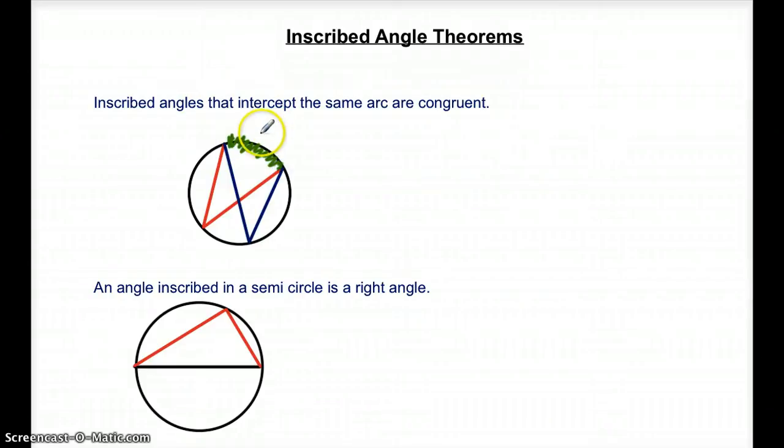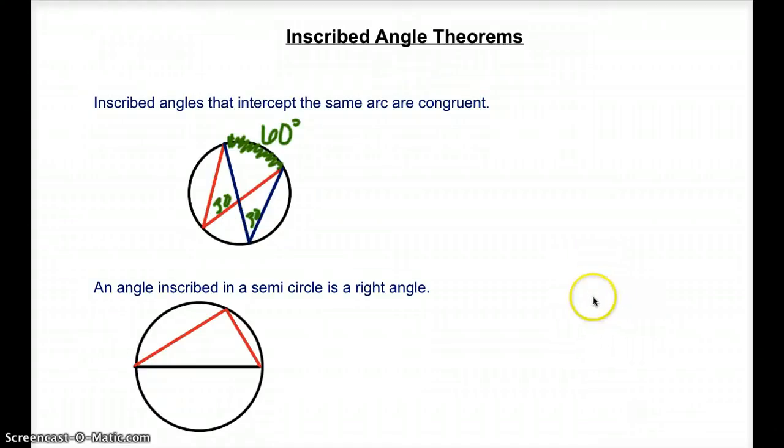So if this intercepted arc had a measure of, say, 60 degrees, then because each of these inscribed angles intercepts that same arc, we would know that their measures would have to be 30 degrees. And any angles that have the same measure must be congruent. Therefore, inscribed angles that intercept the same arc have to be congruent.